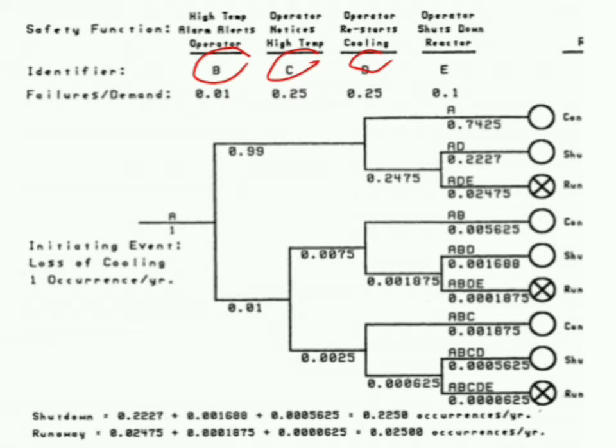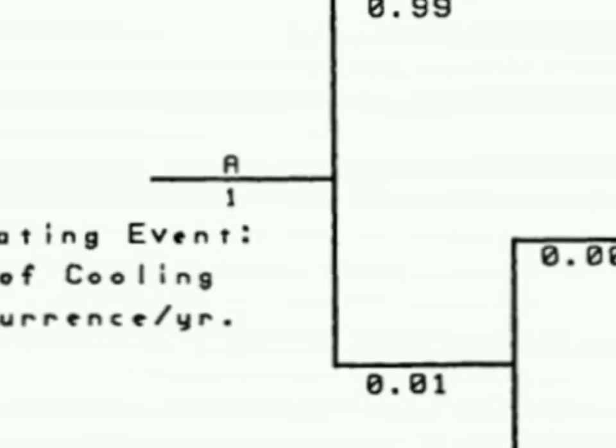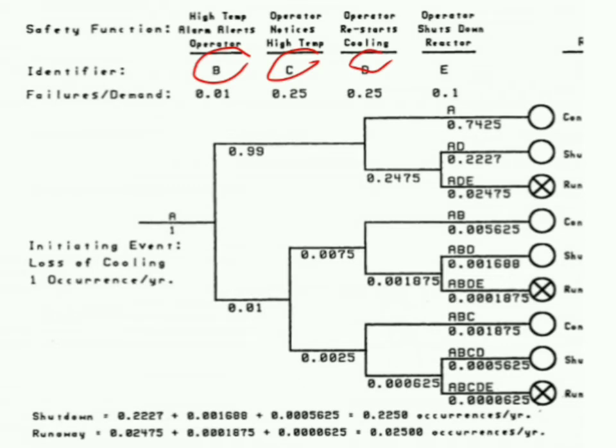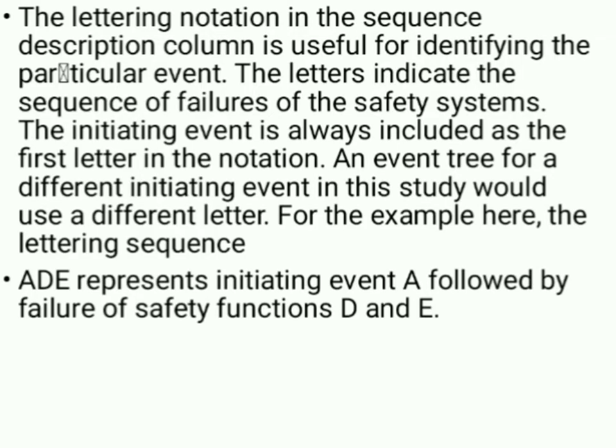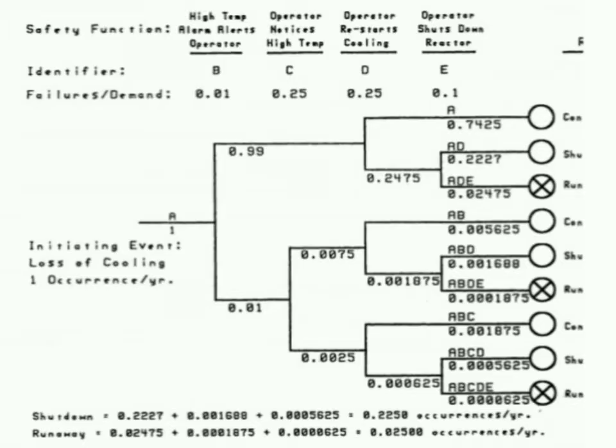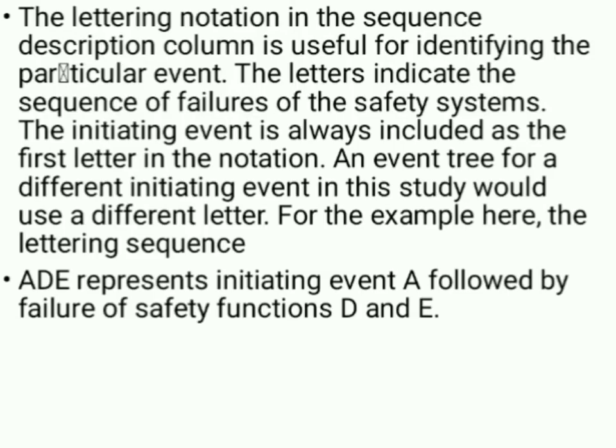So we have to give the letter notation, and A will always be given to the initiating event. The starting notation is always given to the initiating event. So we can see ADE represents the initiating event A followed by failure of safety functions D and E. So ADE is where the initiating event comes first, then D, the operator restarts the cooling system, and E, the operator shuts down the system. That is what we have to write on the event trees.